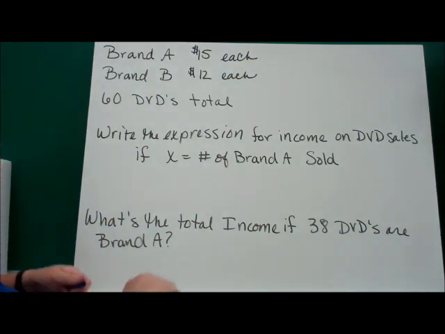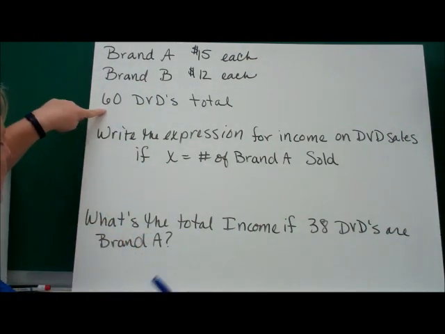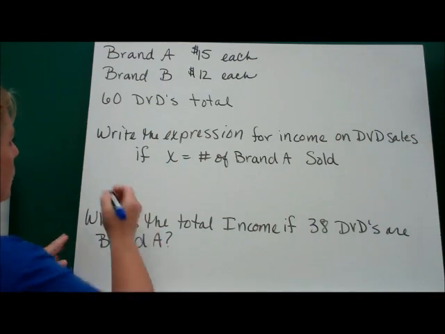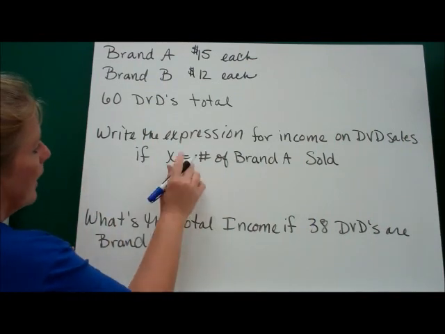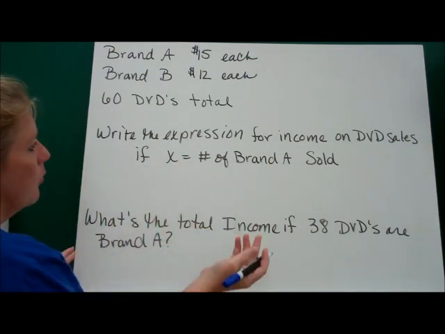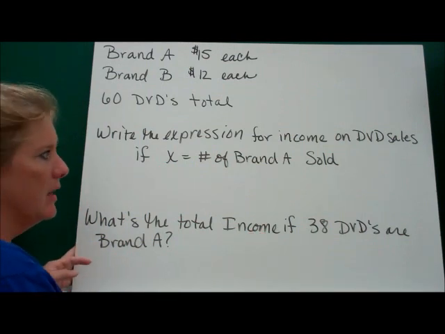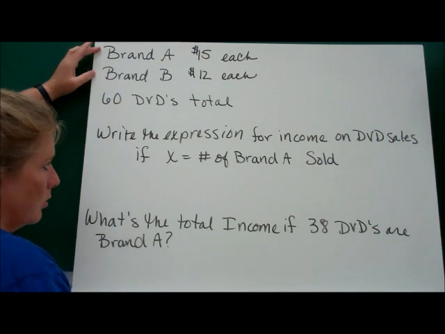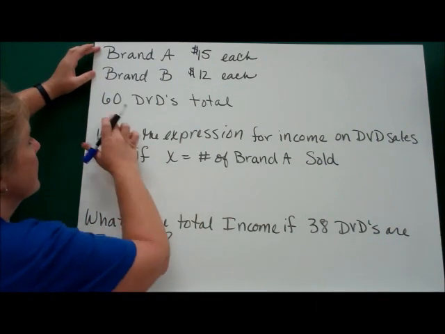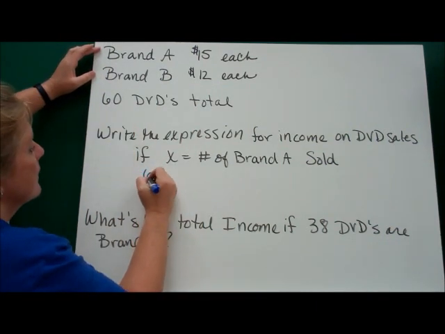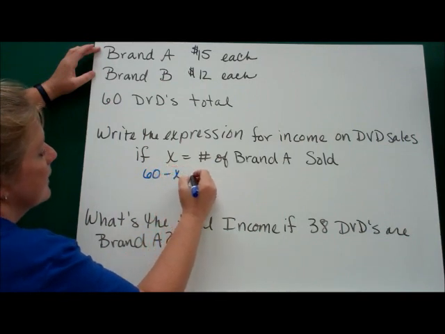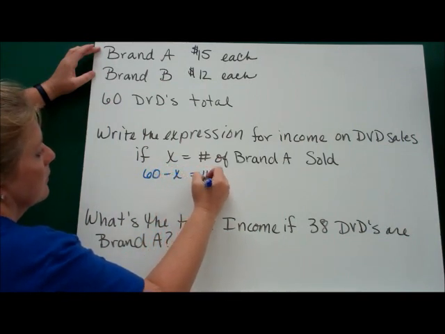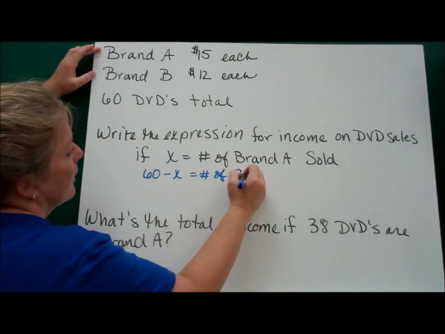Okay, there were 60 DVDs sold altogether. So, X is brand A. How can we represent brand B? Well, A and B are the only DVDs sold. If 60 was the total, then 60 minus X is the number of brand B sold.